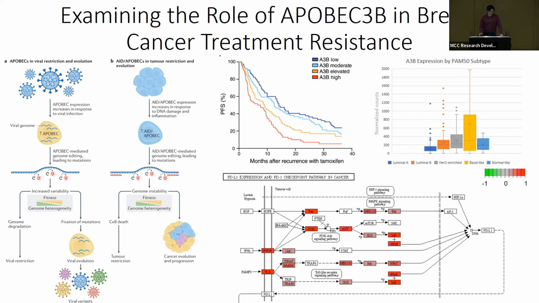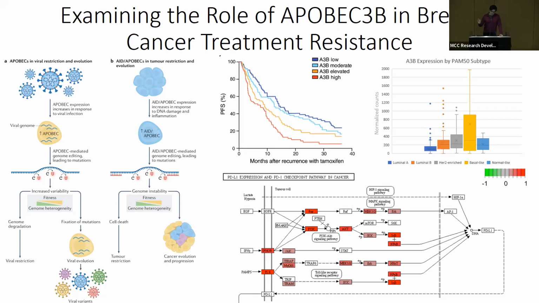And so I guess first off, what is ApoBecs? ApoBecs are this group of enzymes that essentially endogenously are thought to restrict viruses, so essentially mutate viruses and lead to essentially inactivating the virus. However, they can also act on endogenous DNA and essentially mutate endogenous DNA and lead to the formation of cancer. And so the question then is, what role does it have beyond just the formation of cancer? And there's been evidence that ApoBecs play a role in tumor evolution and tumor heterogeneity and how these tumors evolve to become resistant to different treatment modalities.